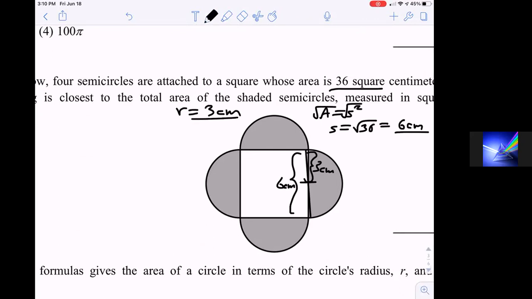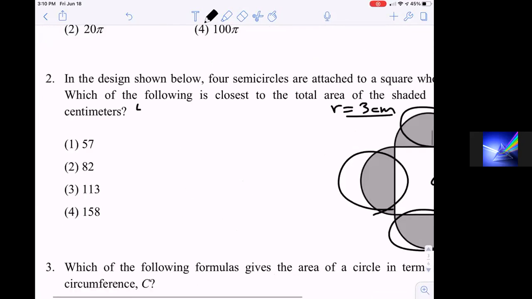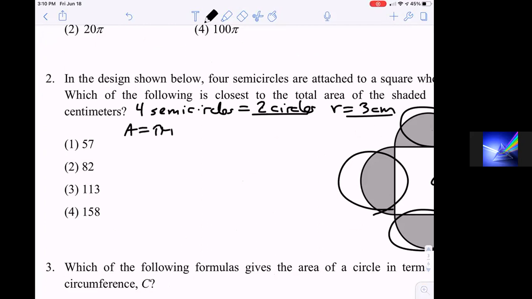Now, if you were to add up those 4 semicircles, this semicircle plus this semicircle is 1 circle, and this semicircle plus this semicircle is 1 circle. So 4 semicircles actually equals 2 full circles. And so that's exactly what we're going to do, we're going to calculate the area of 2 full circles. The area of 1 circle would be pi r squared. The area of 2 circles would just be 2 times pi r squared.